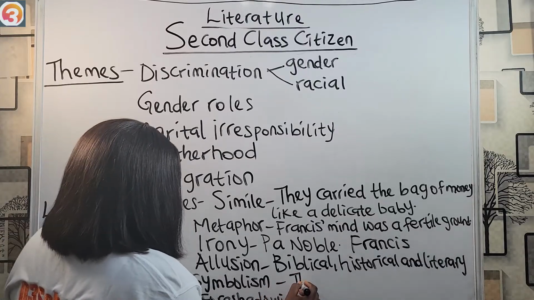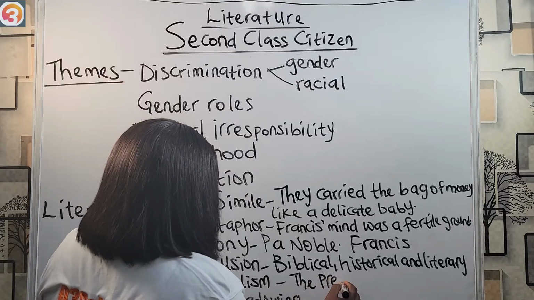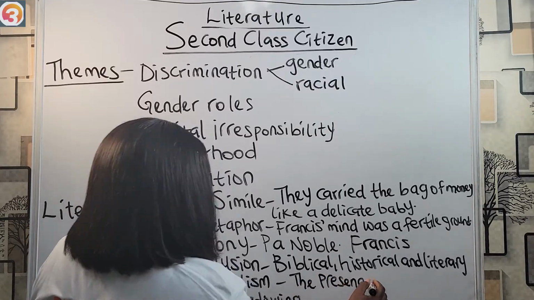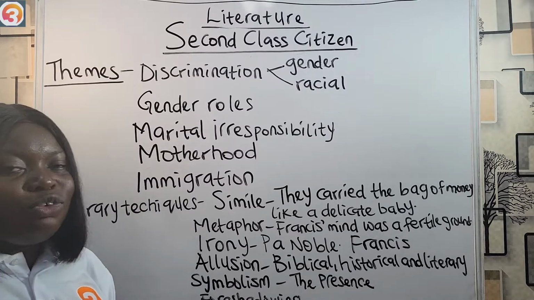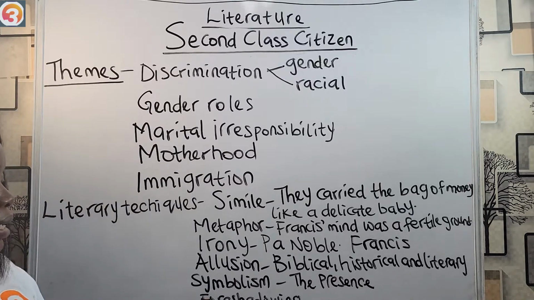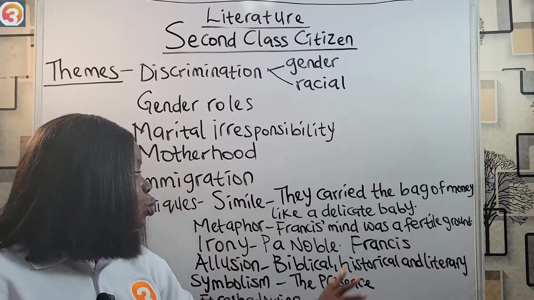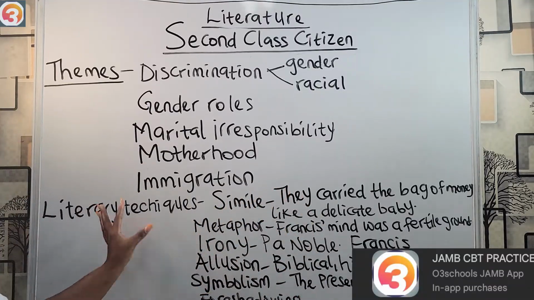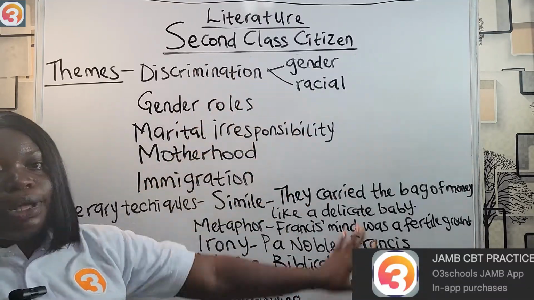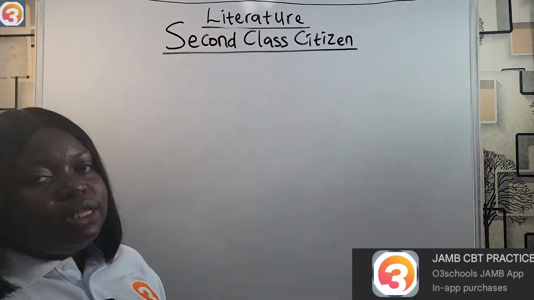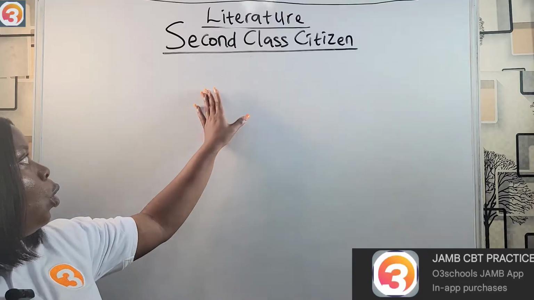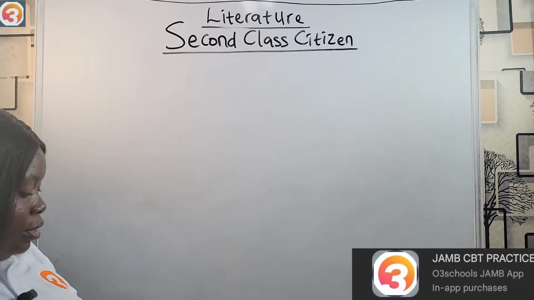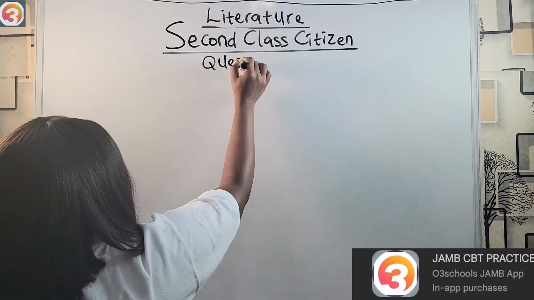Here we see the presence. She uses the presence as a symbol for a kind of guide, something guiding the protagonist, Ada. So we see all of these literary techniques in Second Class Citizen. So now we answer some questions, some JAMB past questions on the work Second Class Citizen.